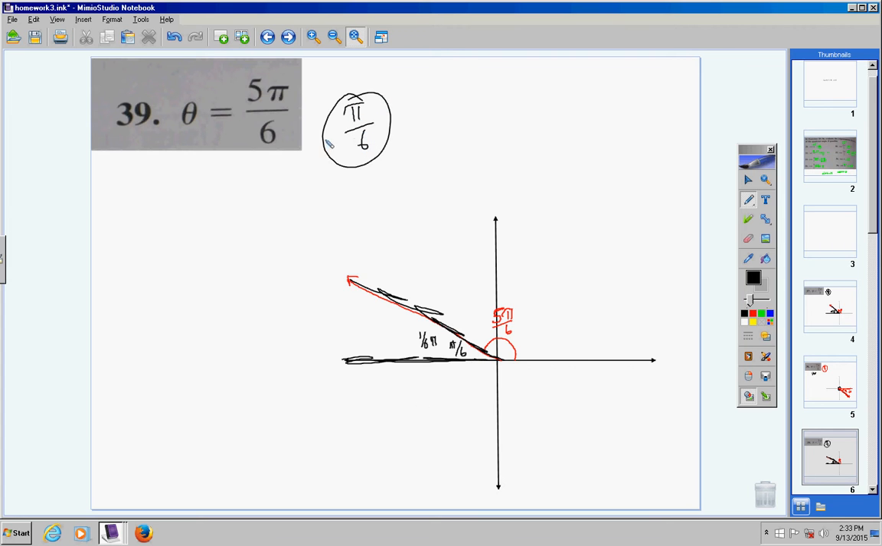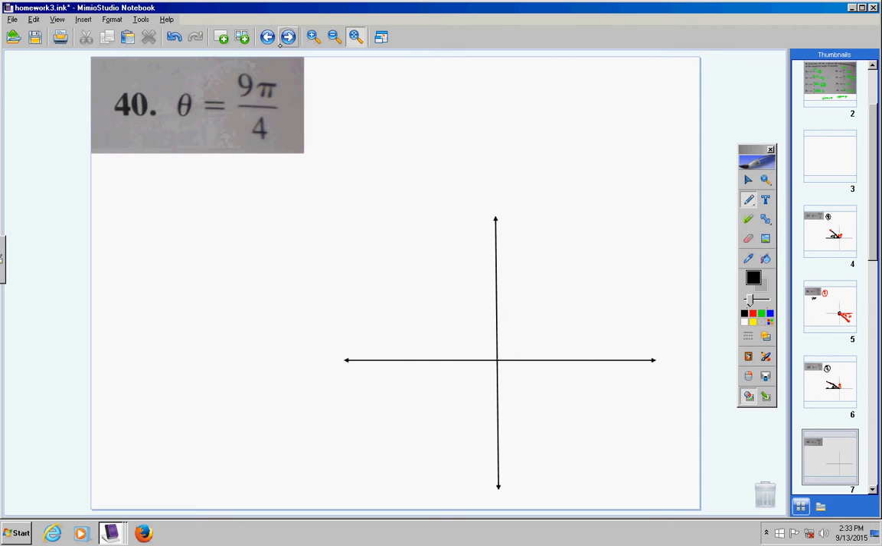Alright, number 41. You can write this as an improper or as a mixed number. So 9/4 is the same thing as 2 and 1/4. 4 goes into 9 2 times with 1 left over, so 2 and 1/4 pi. So I'm rotating around 2 pi, then a fourth more. Okay, so there's my angle.